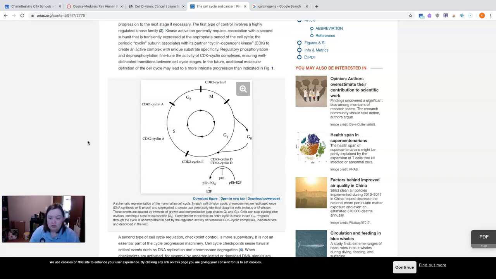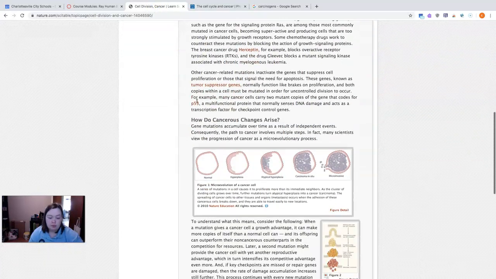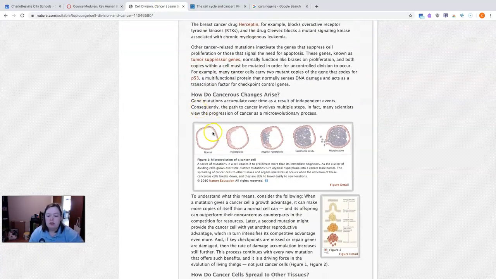However, with cancer, something goes wrong with the checkpoint, and the checkpoint does not see that there's a problem. And what this is going to cause is the cell to keep growing and dividing uncontrollably until you have a mass of cells, which is called a tumor. So it'll look like this. You have a normal cell here. Something happens, there's a mutation, and over time, you get a large tumor.